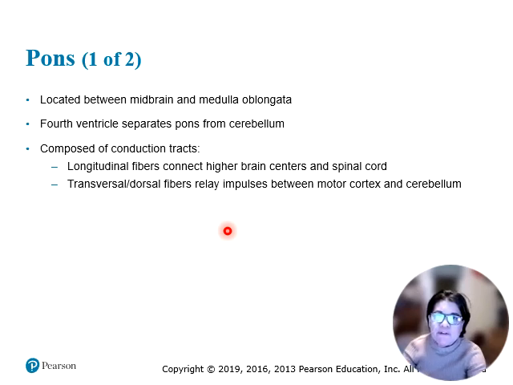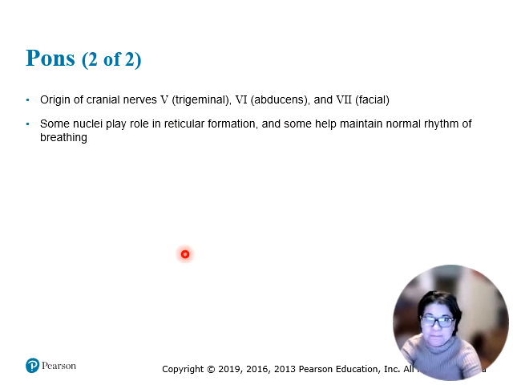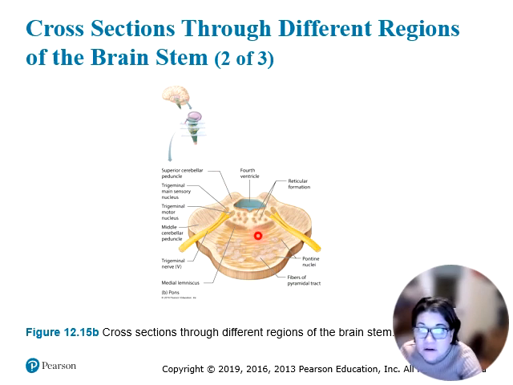And if you remember the fourth ventricle, that's where it's going to separate the pons from the cerebellum. And this is where you'll find cranial nerves 5, 6, and 7. So let's see. This is cranial nerve 5 right here. Is that the only one it's showing? Here's your fourth ventricle separating it from the cerebellum.